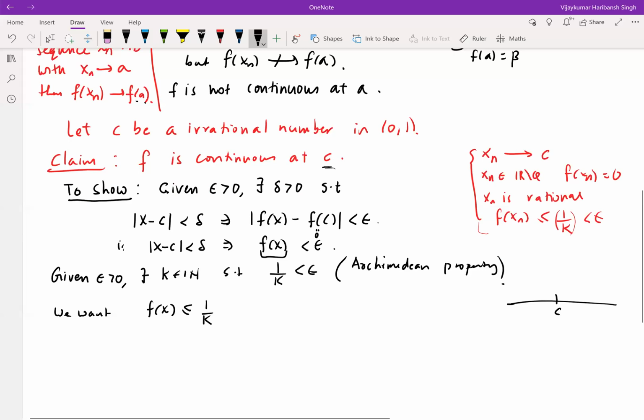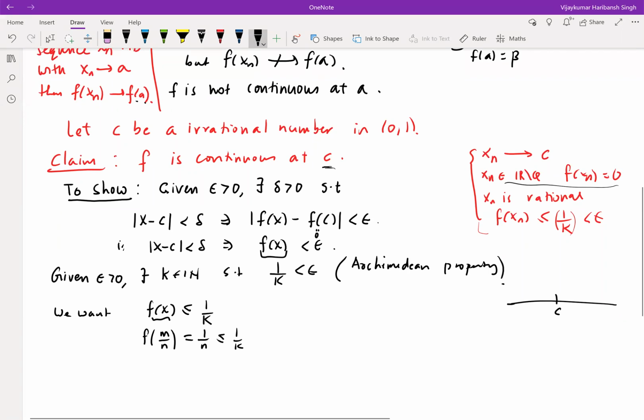So what we really want is that if x is irrational, then we are okay, as we saw here. If x is irrational, then the output is 0. However, if x is rational, suppose it's a rational of the form m by n, then we want that this has to be less than or equal to 1 by k, right? This is what we want.